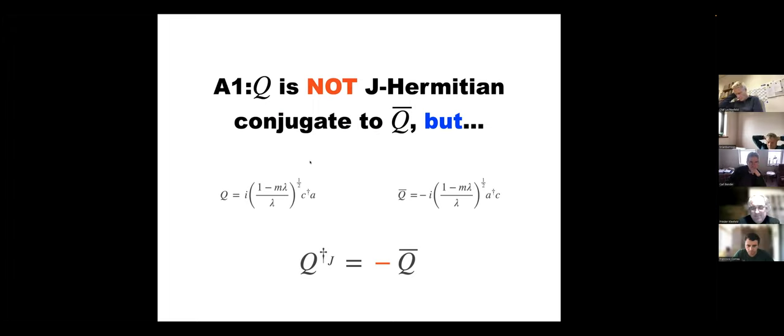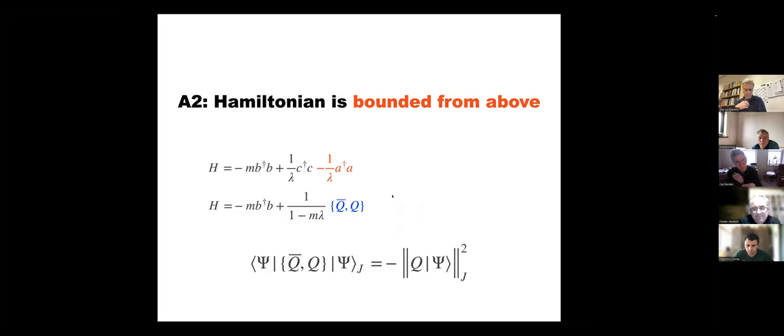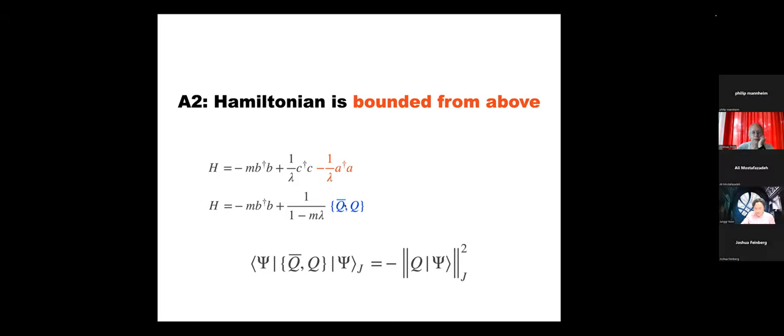So now they are not conjugates, but they are related by a negative sign because of the linear C. So you should use the J dagger and give the minus sign here. So it's not Hermitian, but something like anti-Hermitian, something like that, just this relation. And now it's consistent, because if you evaluate the overlap for some certain state psi, and you calculate the J inner product using the previous relation, you can realize that it's negative definite. So it's bounded from above. So it's consistent.